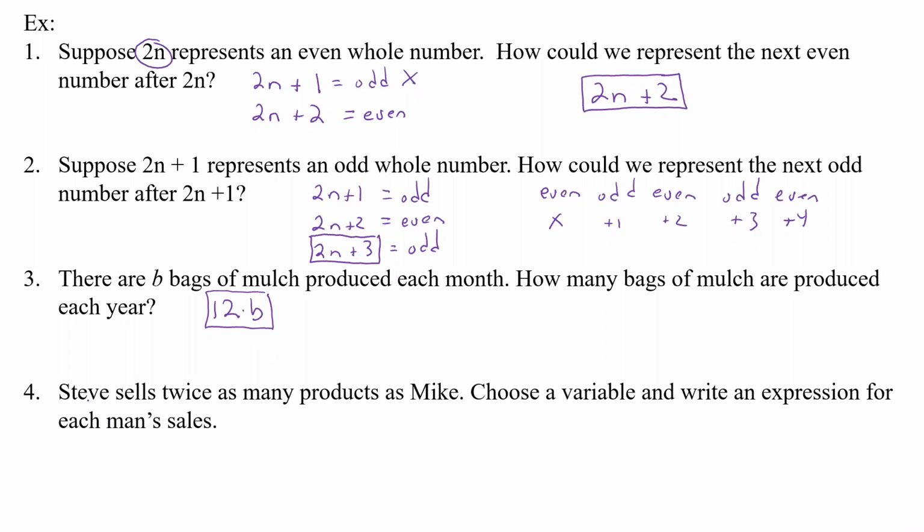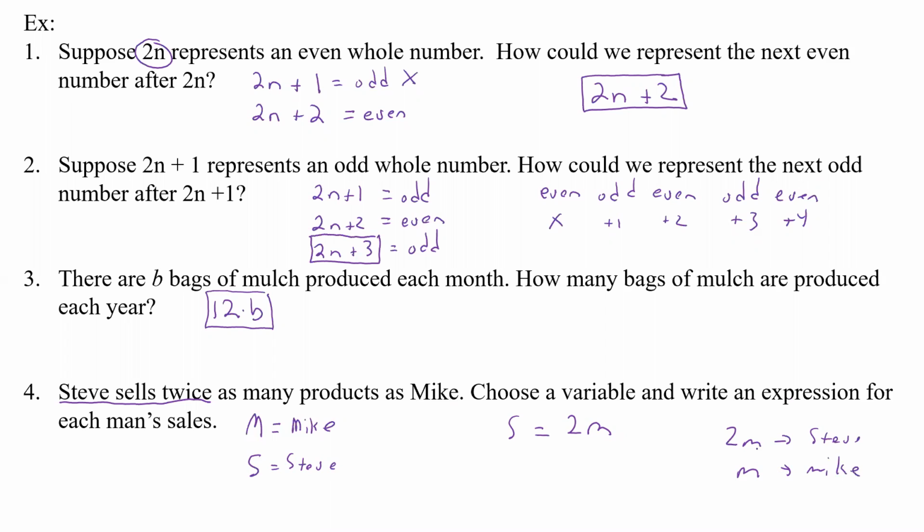Let's see. So here it says Steve sells twice as many products as Mike. Choose a variable and write an expression for each man's sales. All right, so let's say Mike is equal to M. And it says Steve sells twice as many as Mike. Well, then Steve, let's say he's S. S is equal to 2M. But we just want the expression for each man's sales. So 2M, that's going to be Steve, and M, that's going to be Mike.